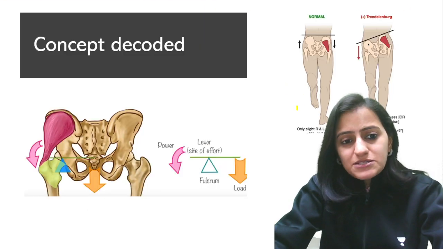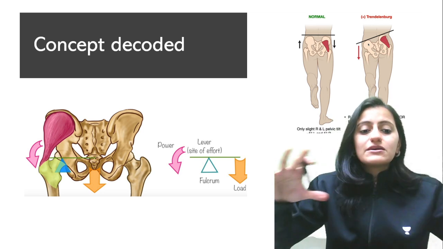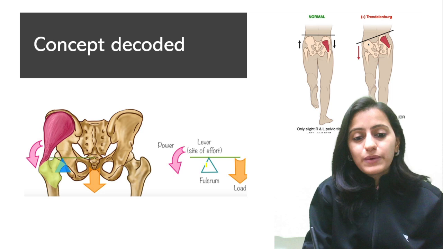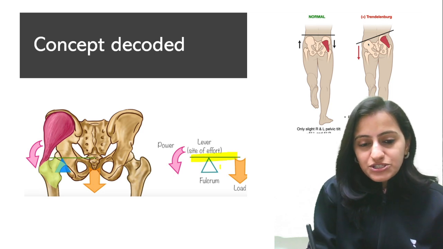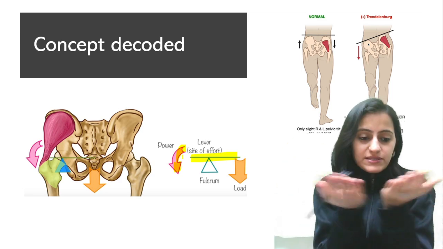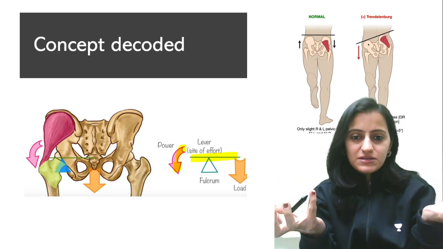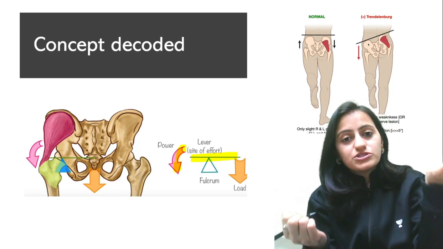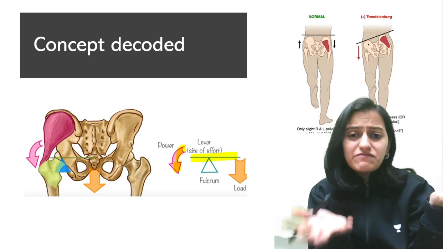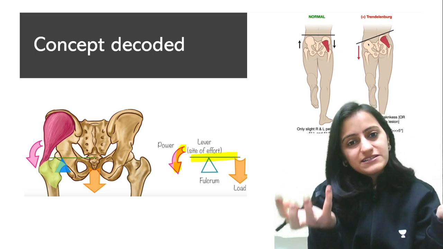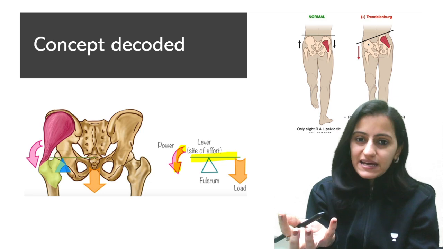The concept here is basically, understand this like a weighing machine. The action of the abductor muscles of the hip is like a weighing machine. So we have the weighing scale here. These are the abductor muscles of one side. When they are contracting, they are trying to take the opposite side up. So if this weight is less, this opposite side will drop. That means if there is weakness on this side, the opposite side will drop.